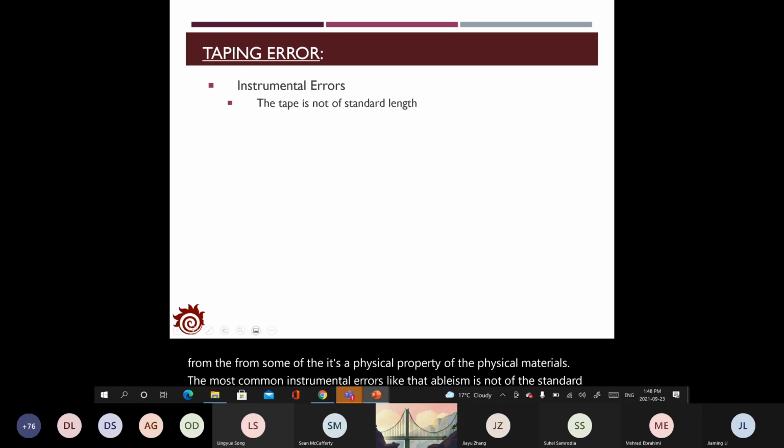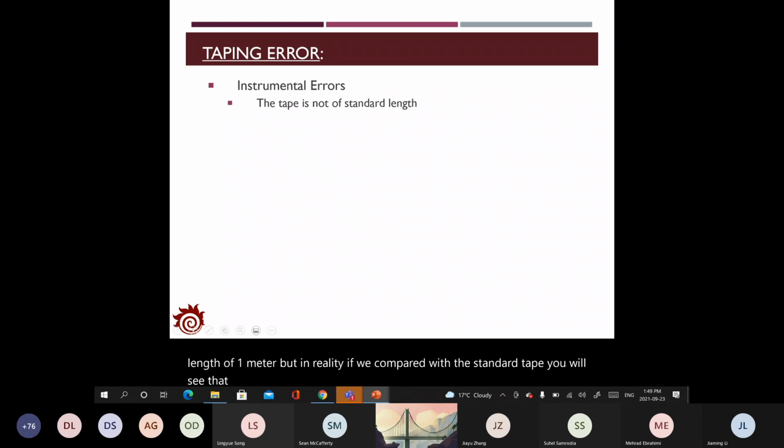For example, in the market you can see a tape marked with a length of 1 meter, but in reality, if we compare with the standard tape, you will see that the 1 meter measured by the tape they are using may not be exactly 1 meter, might be 1 centimeter long or 1 centimeter short. So this is the error from the instrument itself. And once we know this error, there's always a way for us to do the correction.